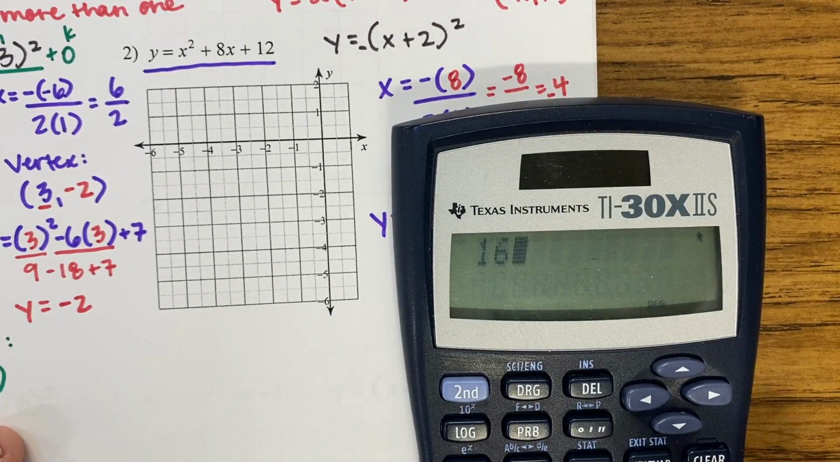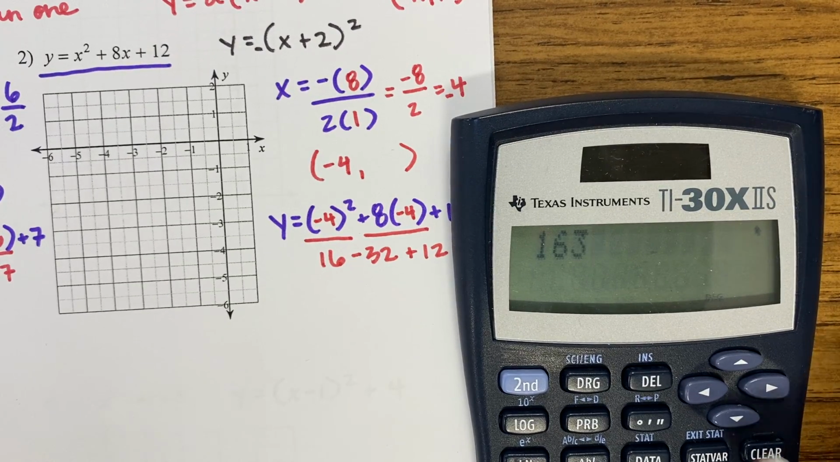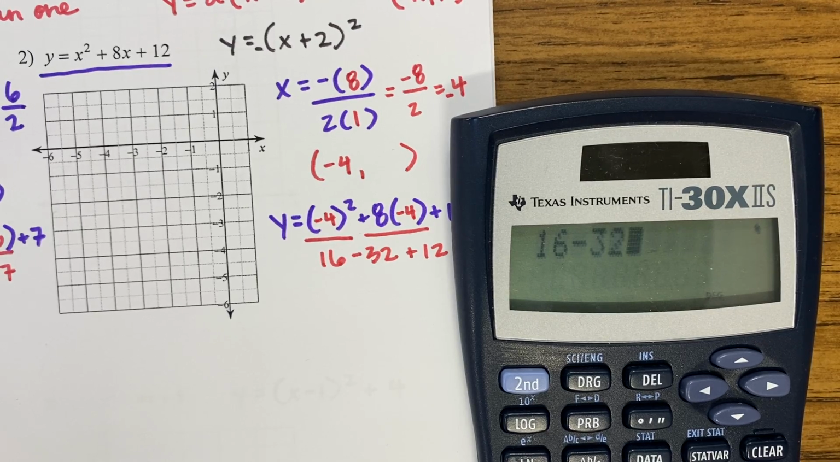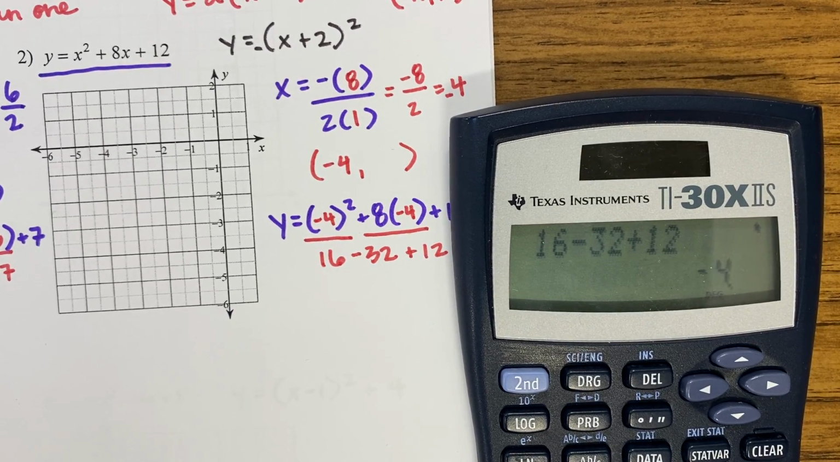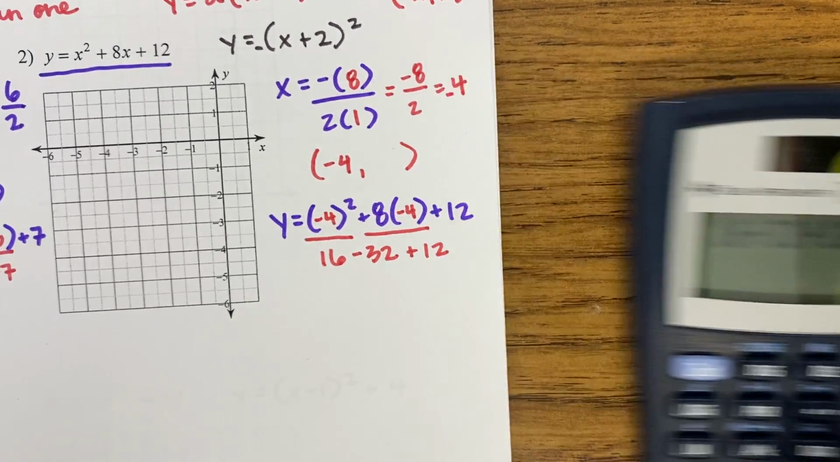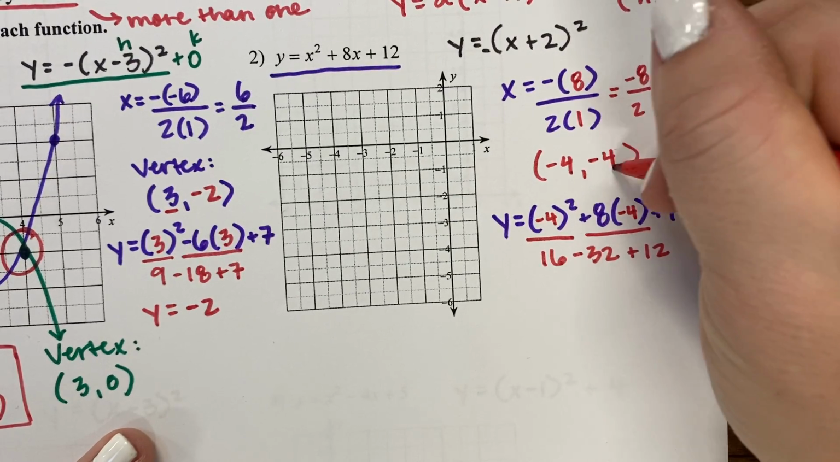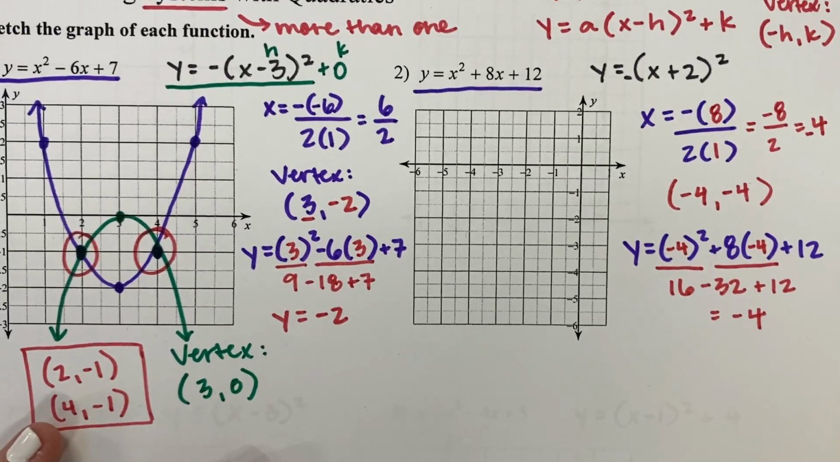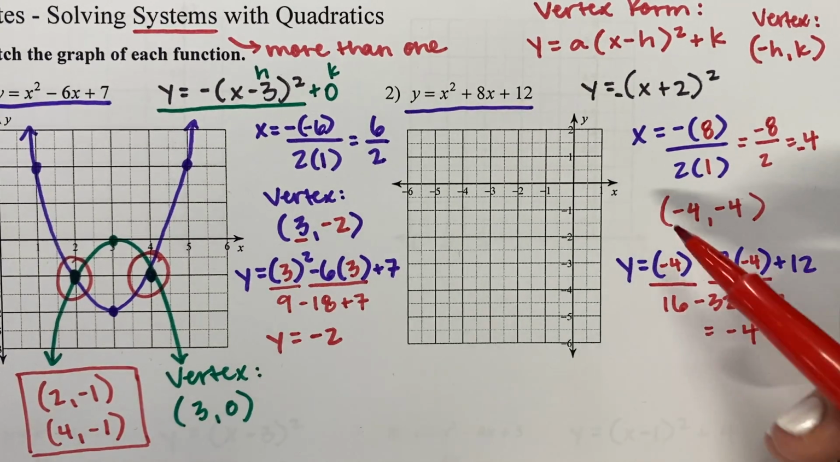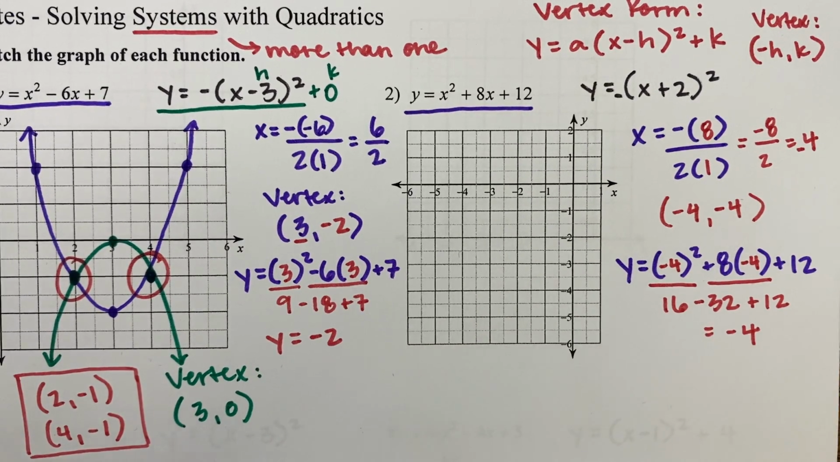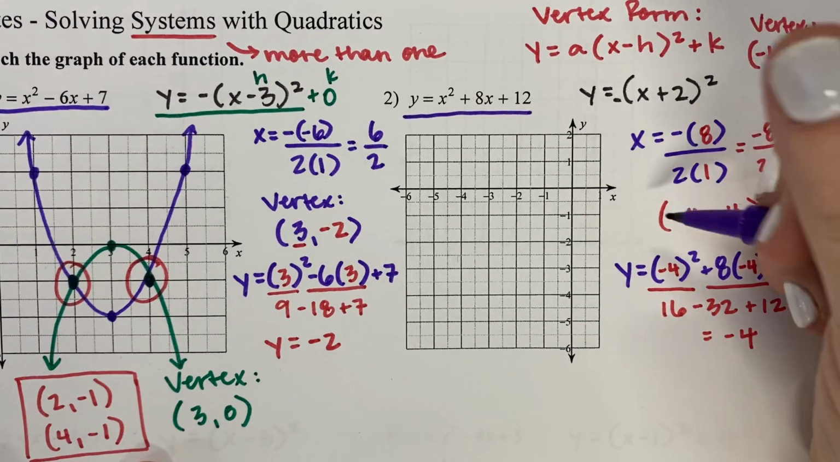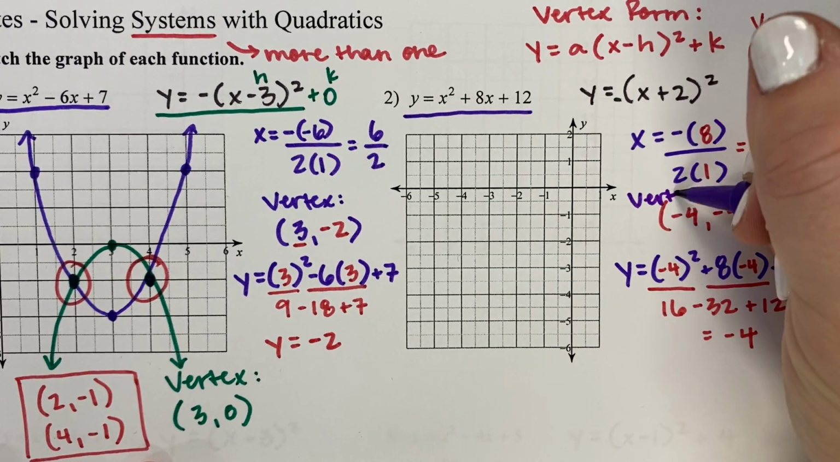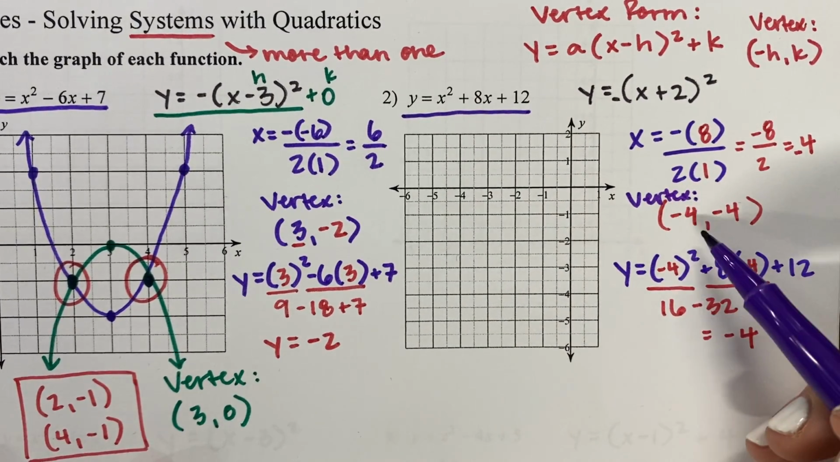So I get 16 minus 32 plus 12, and we get our y is also negative 4. So this whole thing equaled negative 4. Okay, so I have my vertex for my purple guy. We'll say this is my vertex for my purple graph. So let's go ahead and put it on the graph.